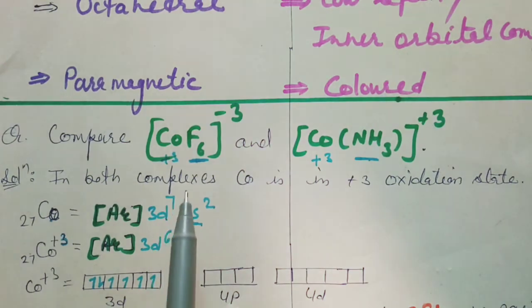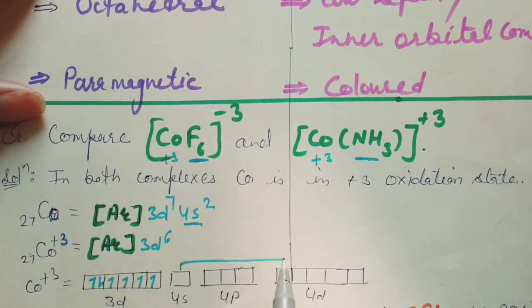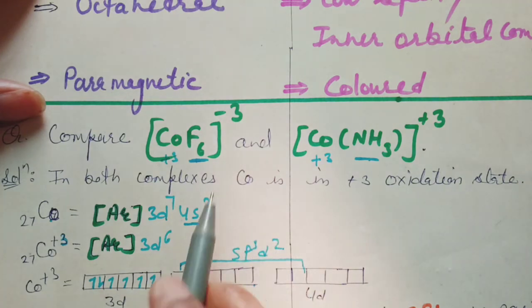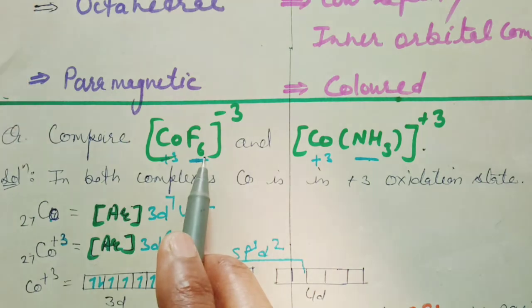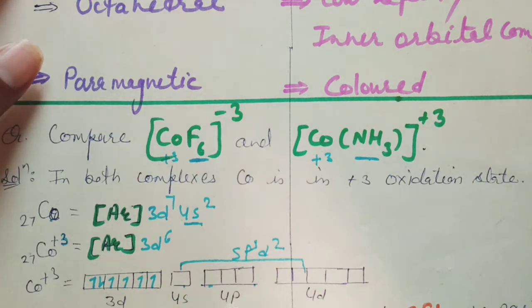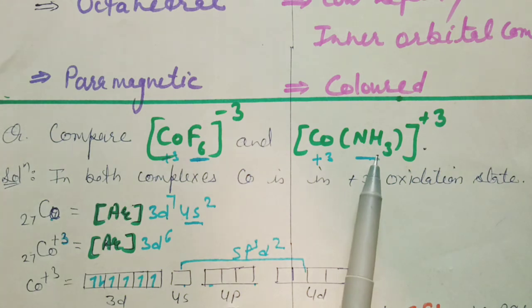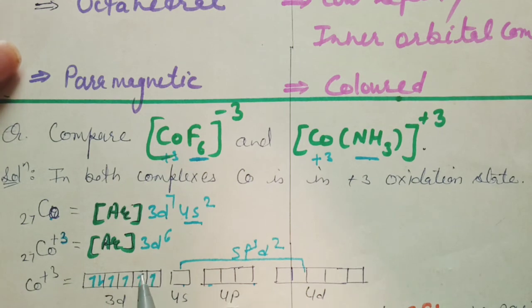Now the weak field ligand and strong field ligand influence the electronic configuration of the compound. With a weak field ligand, no pairing takes place in the compound, so sp3d2 hybridization takes place when the F- ligand is taking part in the complex. While when NH3, a strong field ligand, takes part in the complex formation, the electrons are paired up.